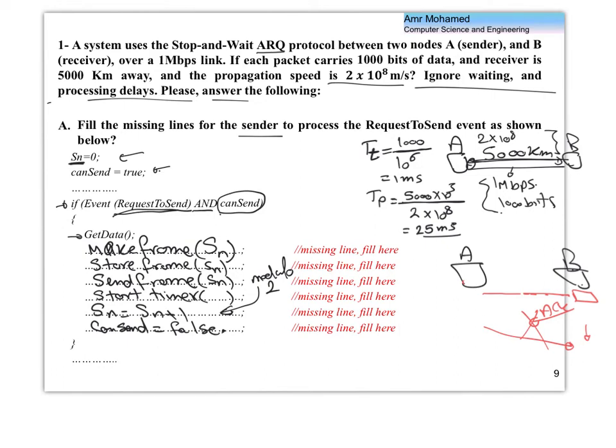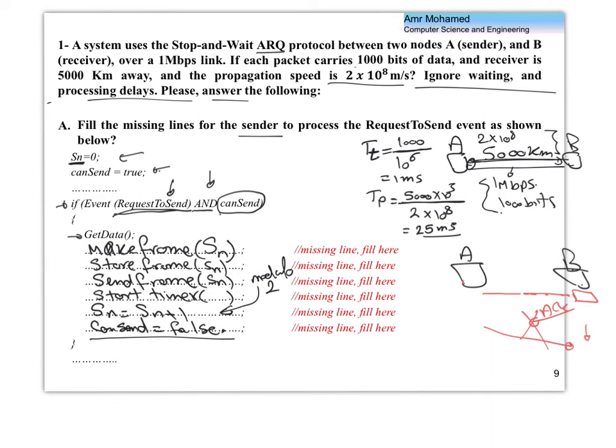Why? Because if can send is false, when I receive another frame from the network layer, I cannot process that event. When can I process that event? After I receive the acknowledgement, which is not part of this event. It's the arrival notification. There is another event called arrival notification, where when we receive the acknowledgement, we go back to setting can send to true in order to allow for receiving another frame. Is that clear? So this is the first part of the question.